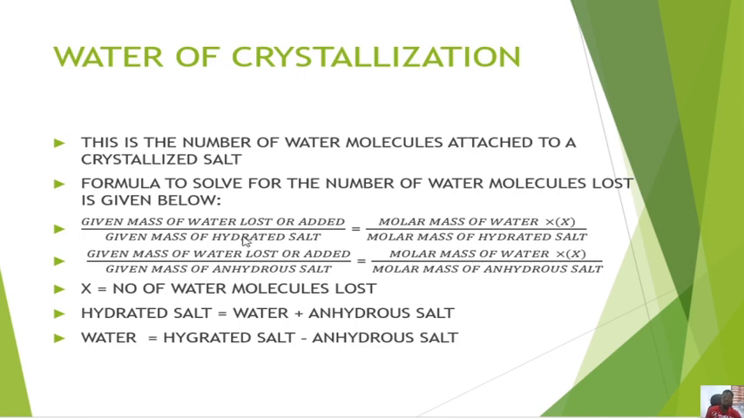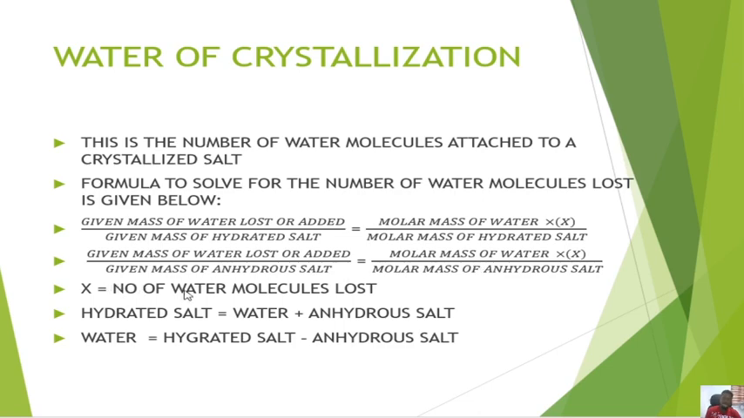You get? So it's very basic. How to solve this? Given mass of water lost or added all over given mass of hydrated salt will be equals molar mass of water times X all over molar mass of hydrated salt. So it's just mass of water, mass of salt, mass of water, mass of salt. However, notice here, given mass, molar mass, molar mass. And then we have to note that there is X here.